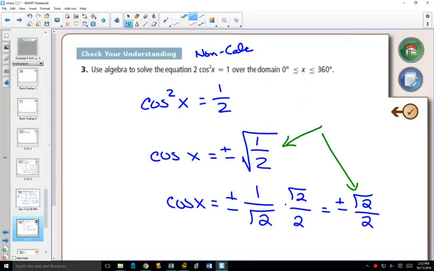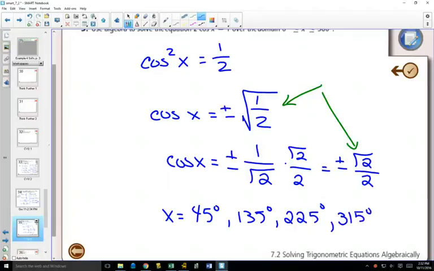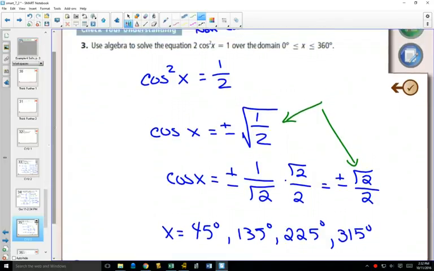Now the question is in degrees. What family does that belong to? 45. And because it's positive or negative, it'll be in all 4 quadrants. So I'm going to list all 4 of them. And once I've listed all 4, I'm going to recheck the domain. Does it want between 0 and 360? It does. So we're done. We don't have to change any of our answers.